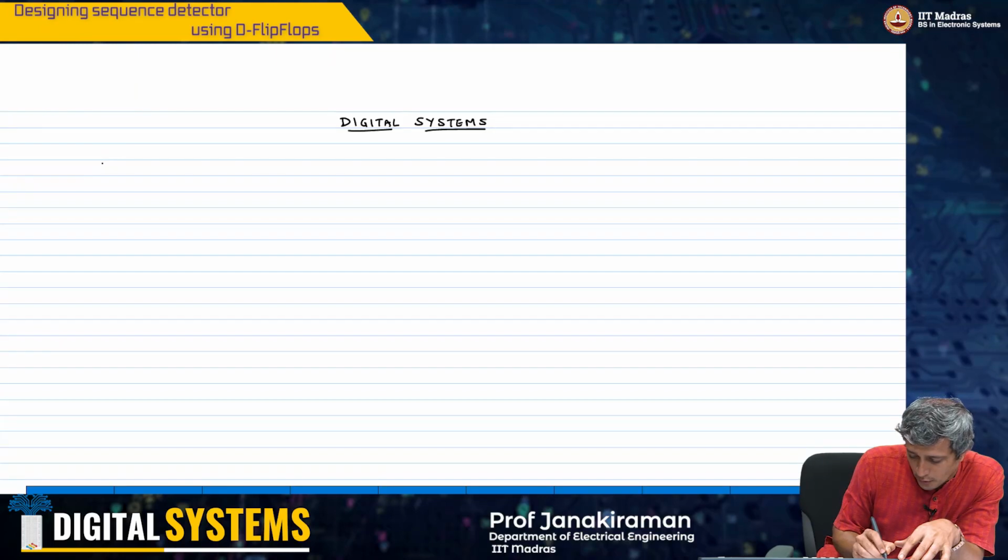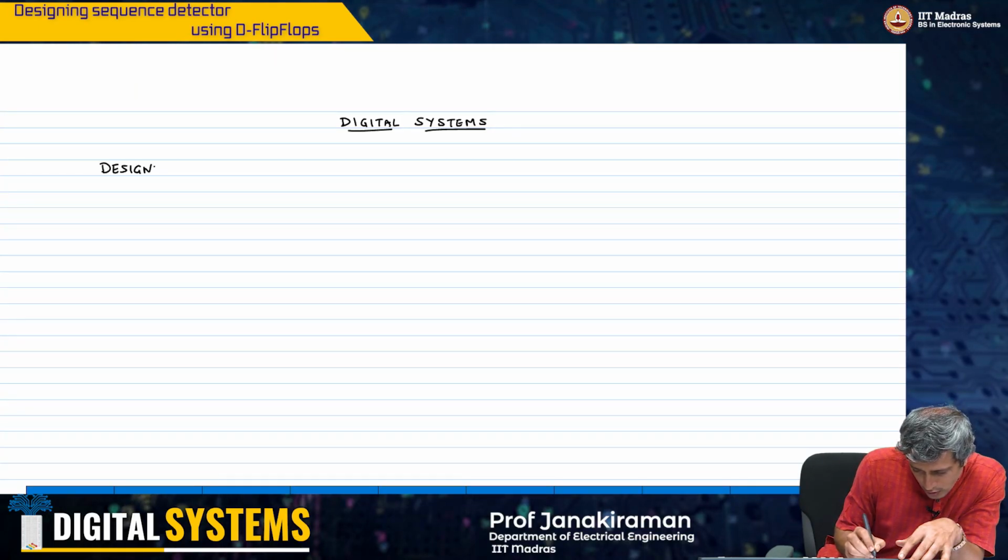In the last lecture we looked at the analysis of sequential circuits where we started with a circuit diagram and went to state equation, state table and a state diagram. Now we are going to do the reverse. So we are going to look at design of sequential circuits.